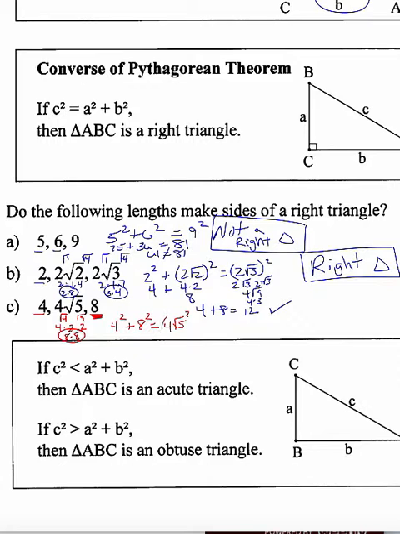And again, we should put parentheses on there so we don't accidentally just square the square root. 4 squared is 16, 8 squared is 64, and 4 root 5 squared would be 16 times 5, which is 80. 16 plus 64 is 80, so this works out to be true. So yeah, this is also going to be a right triangle.